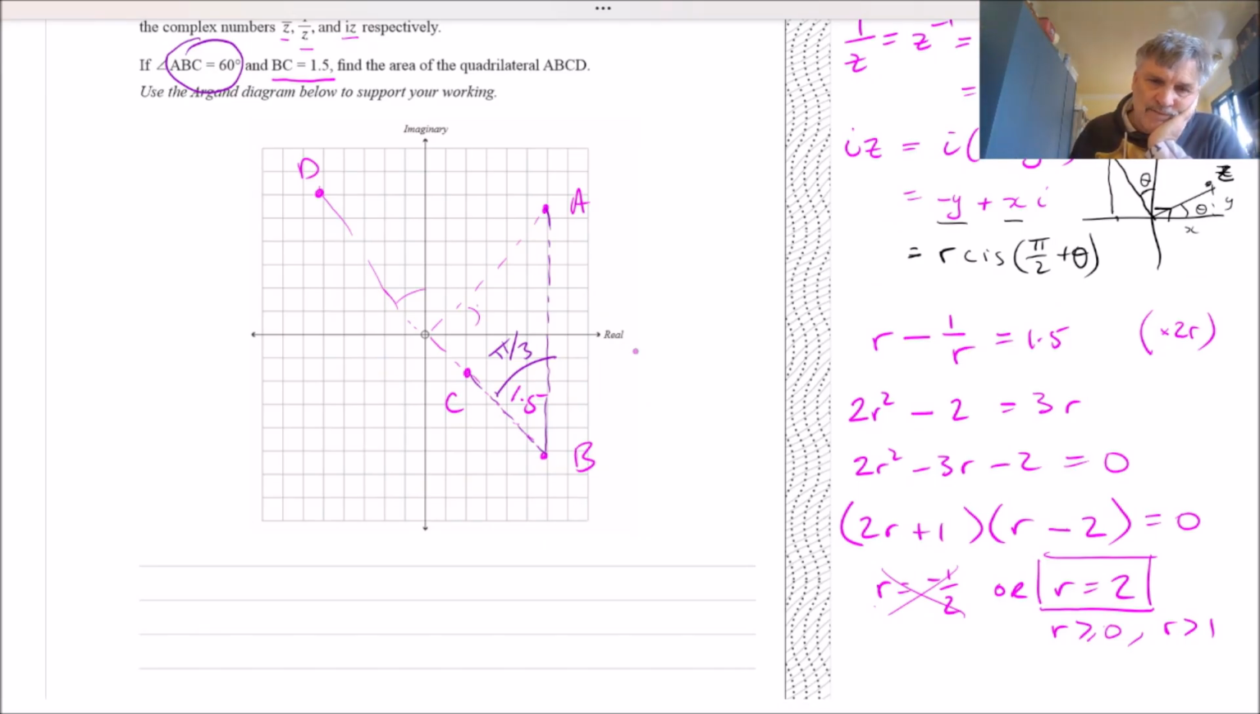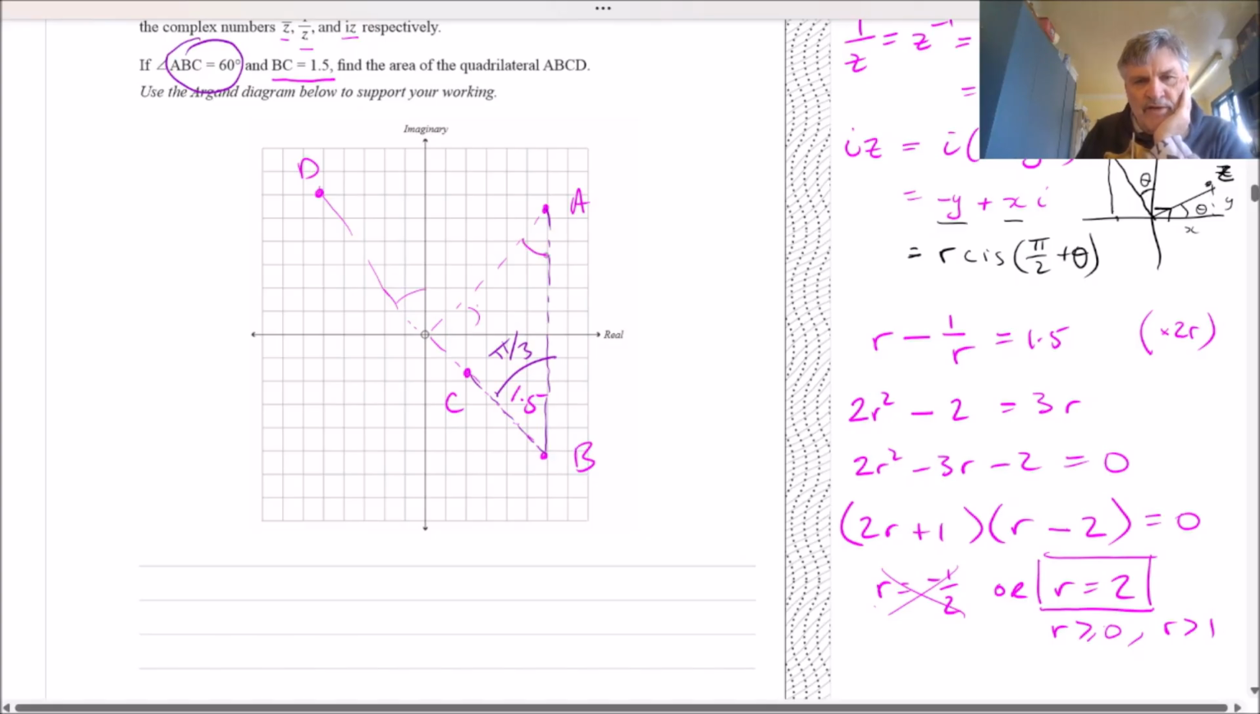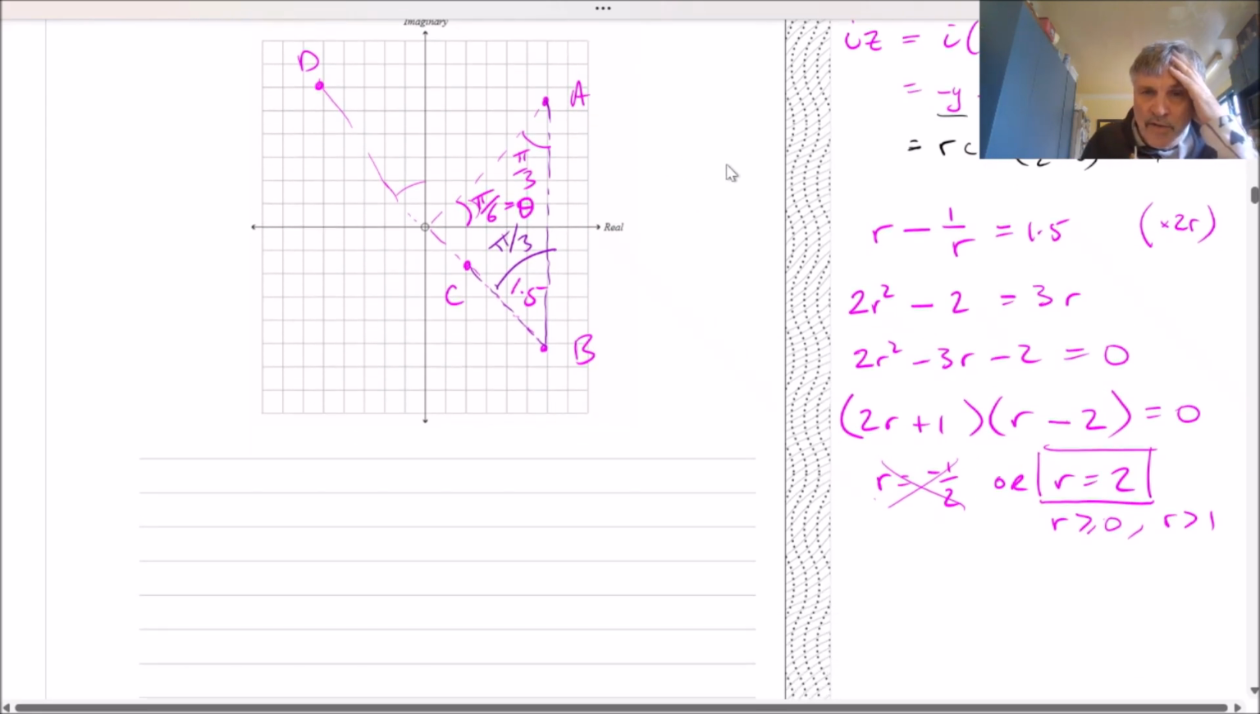Now, from the similar triangles, so this is a triangle and this is a triangle that have to be similar. We have to have pi over 3 up here, and so we have to have pi over 6 down here, which is going to be equal to our theta. So that means I think now we're in a position to write down what all these complex numbers are. I've written r again. I want to write z. Z is equal to r, which we've found to be 2, cis pi over 6.